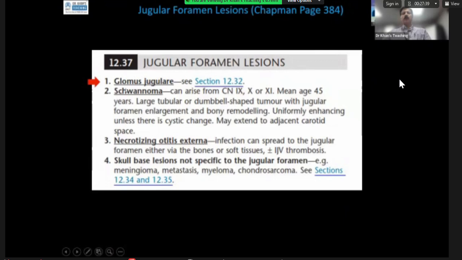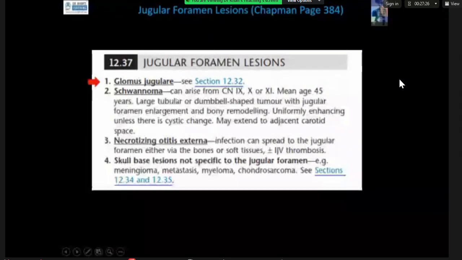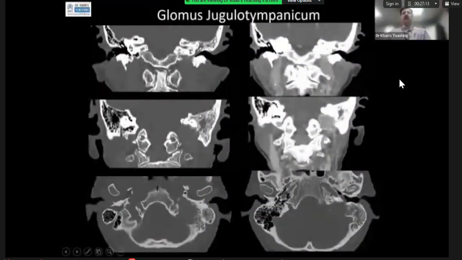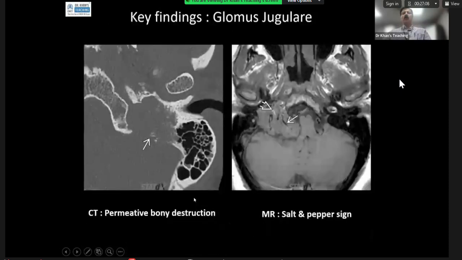Because of permeative bony destruction, you can discriminate it from a schwannoma, because there can be schwannomas of the 9th, 10th, or 11th nerve passing through the jugular foramen, and they can also enhance, but they will cause expansion of the bone. They will not cause permeative bony destruction. On a CT scan, that is the key to differentiate it from a schwannoma. On an MR, there is another sign, and we call it the salt and pepper sign.